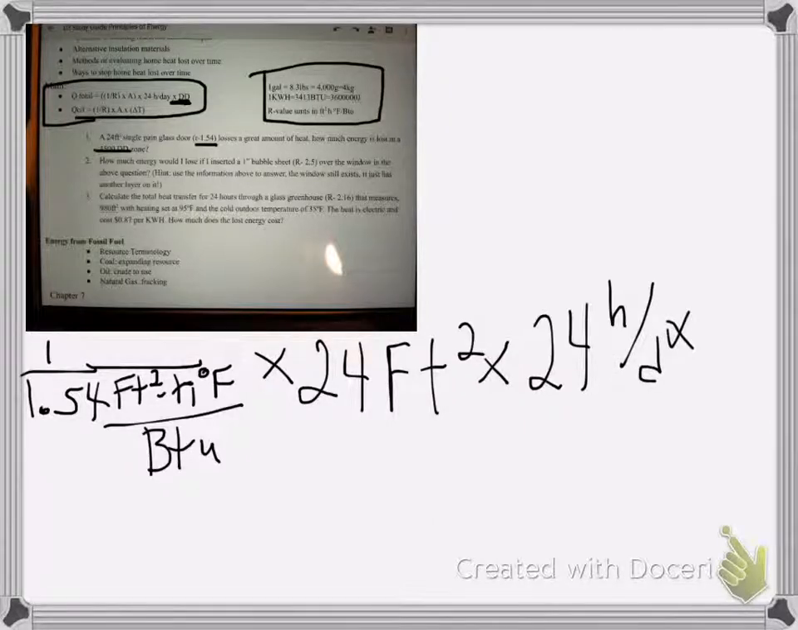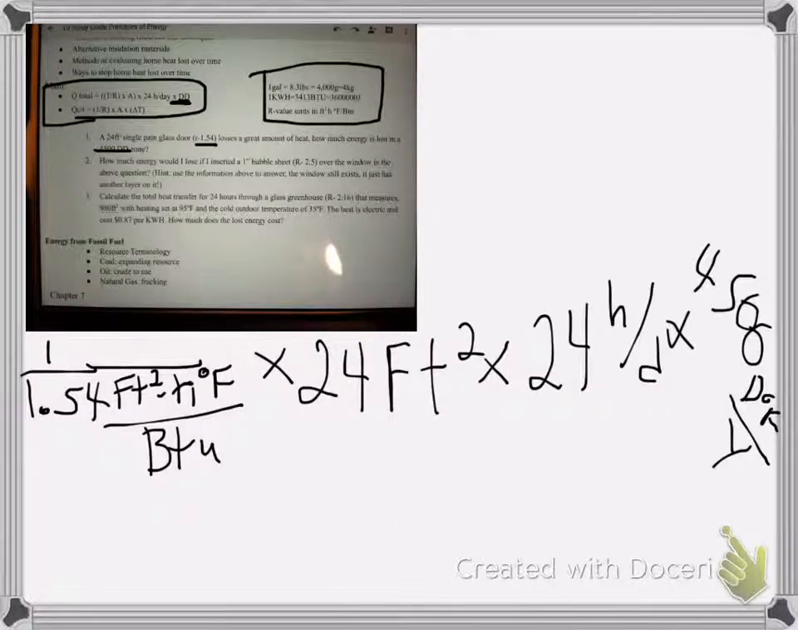and that's times my degree day of 4,500, and that's in the unit of day degree Fahrenheit over 1 year. So that's my unit. This is pretty straightforward. I'm going to do my 1 divided by my 1.54 first, and then times the 24, times the 24, times the 4,500.